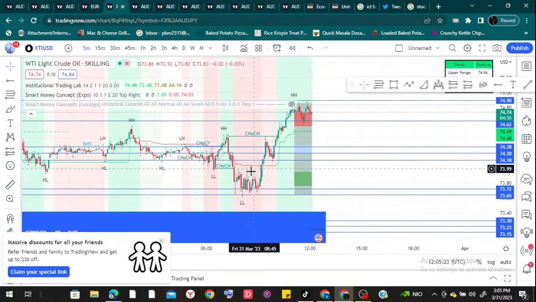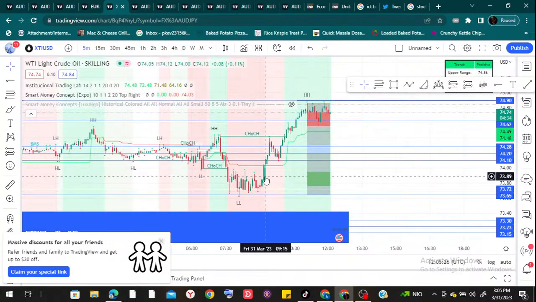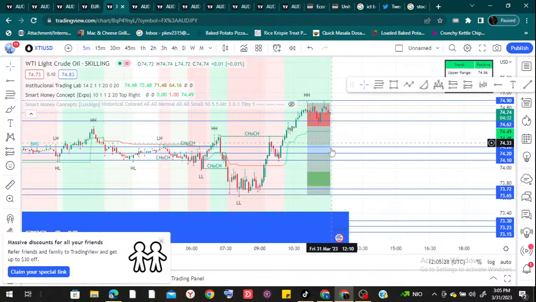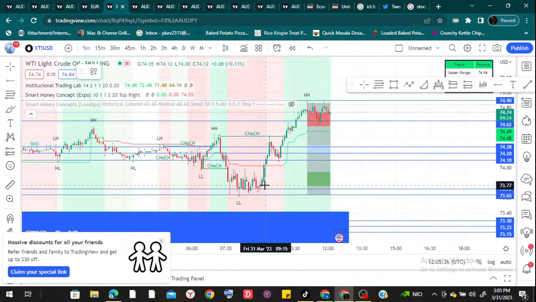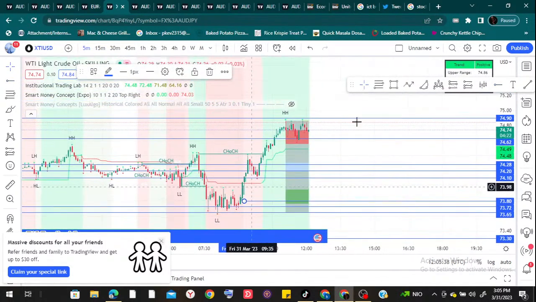You can see these order blocks over here. So it might come down to collect these order blocks, that is if it's going to come down. But how will you know if it's going to break out? Simple, easy peasy. Where is my trend line?